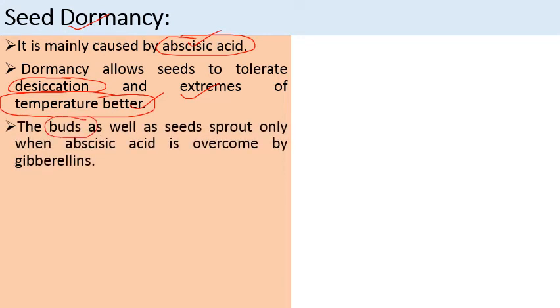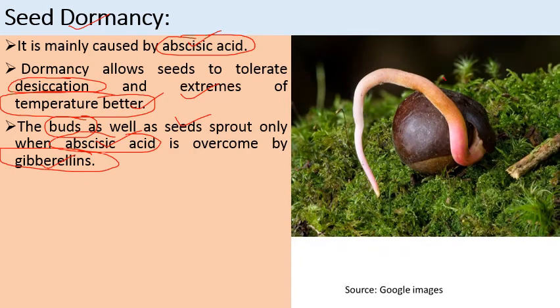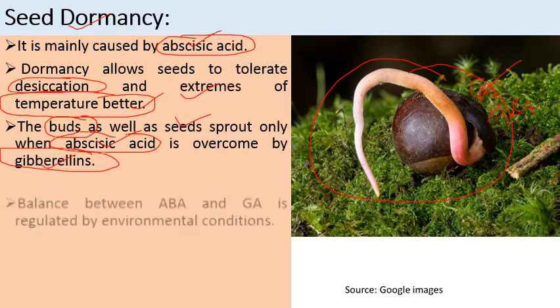So the buds as well as the seeds sprout only when the abscisic acid is overcome by gibberellins. So the ratio of abscisic acid and gibberellins will decide whether the bud or seed will germinate or sprout out. So it is controlled by the concentration of GA and abscisic acid. So this is a dormant seed, and when the concentration of GA is high, then it will germinate. If the concentration of ABA is high, then it will stay dormant.